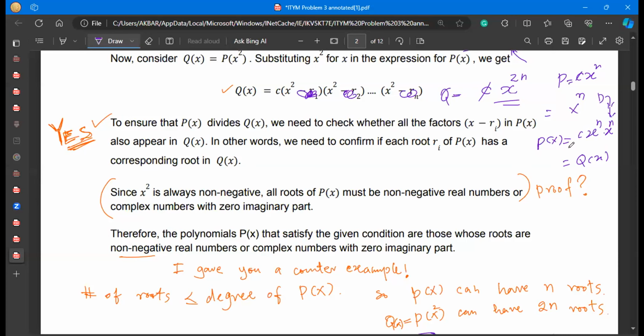Also, in case this degree is 0, because this is true for all possible values of n, all positive values of n, it is even true for 0 as well. If this is true for 0 as well, then what do I get? I get p of x is simply a constant. There is no x.